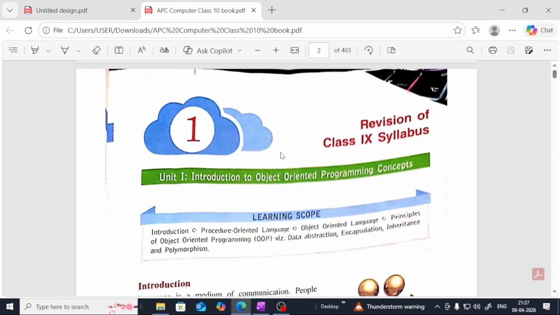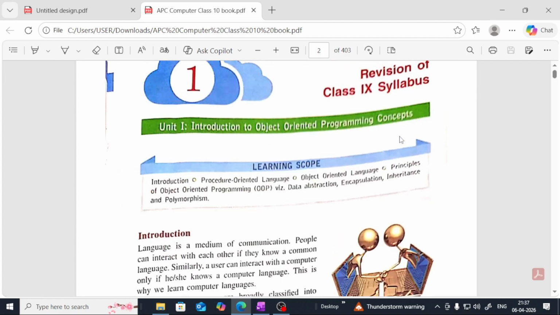Anyways, let's start. You can see here it is written revision of class 9 syllabus. So yeah, it is nothing else. So we are starting with introduction to object-oriented programming language.